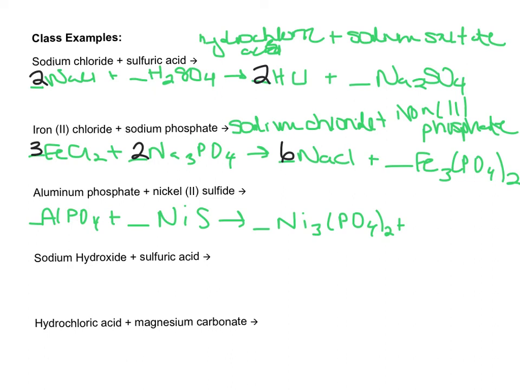Plus, let's see, we're going to have aluminum and sulfur together, Al2S3. And balance it and finish the word equation. So this is a situation where I think about PO4 as a polyatomic because it's on both sides. I would probably start off by putting a 2 in front of my aluminum phosphate and then a 3 in front of my nickel 2 sulfide, and that balanced it out. Now it's just a matter of finishing that word equation. Nickel 2 phosphate and aluminum sulfide.